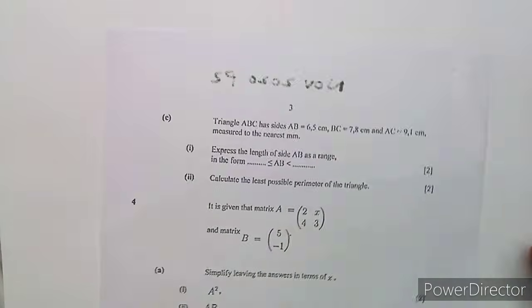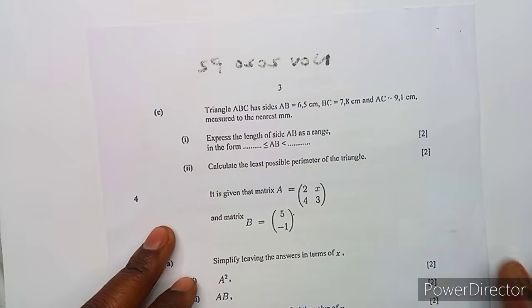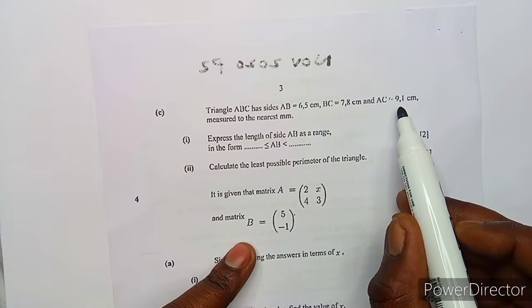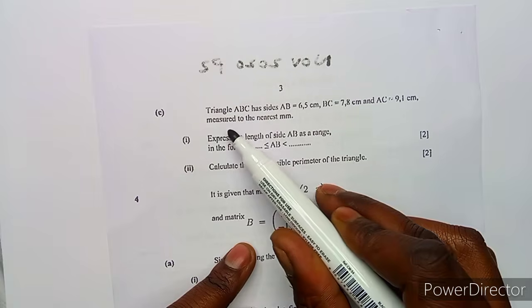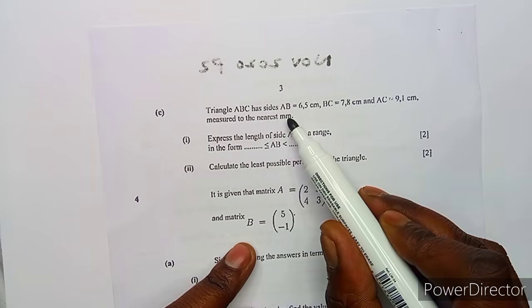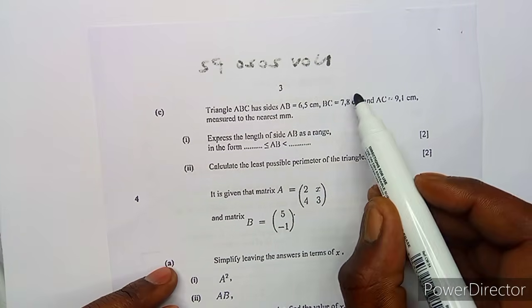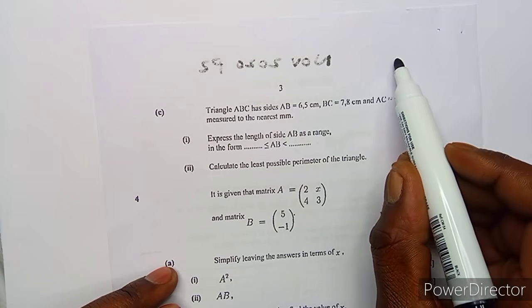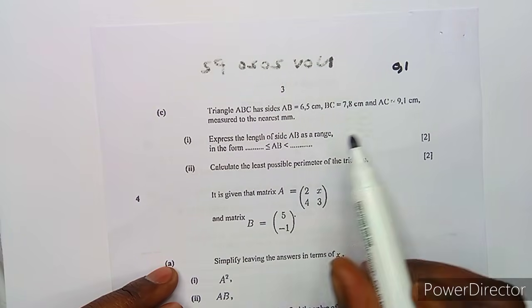Then we move on to question C now, where we are given that the triangle ABC has sides 6,5 centimeters, 7,8 centimeters, 9,1 centimeters for AC, measured to the nearest millimeter. So they were measured to the nearest millimeter, which means to the nearest decimal place, like 0,1. All right.